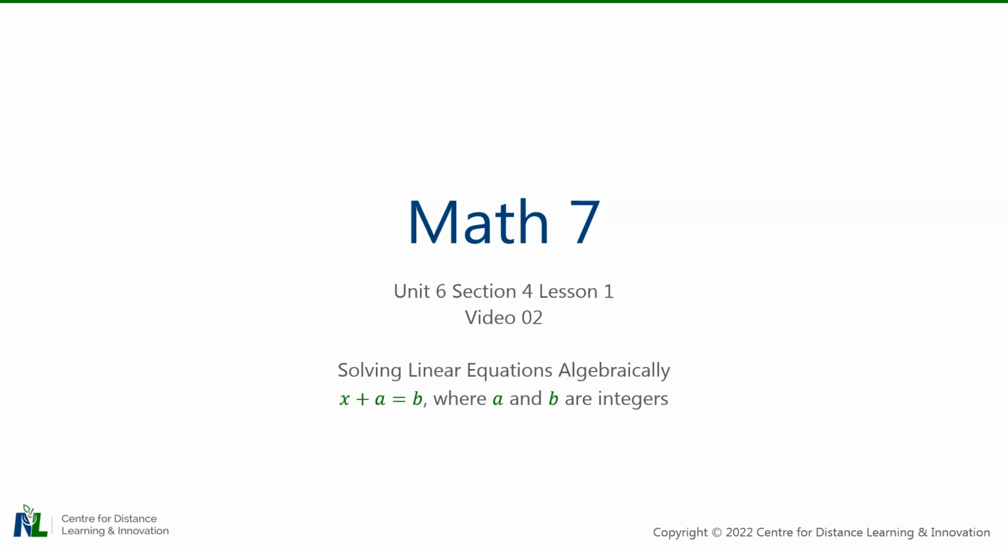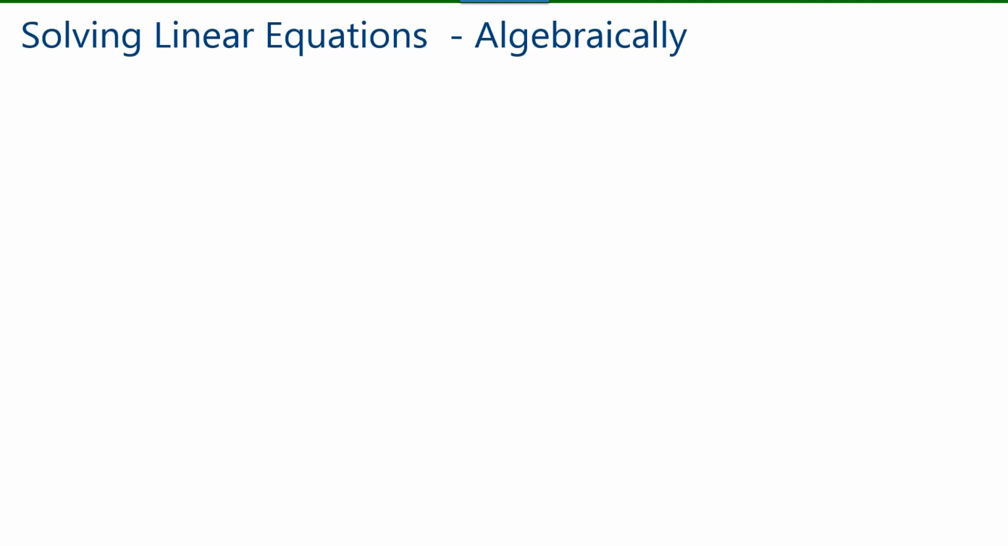Welcome back to the second video of Lesson 1 in Section 4, where we will continue to look at linear equations of the form x plus a equals b, where a and b are integers. Two more examples here. Solve for w. -5 plus w equals 8.